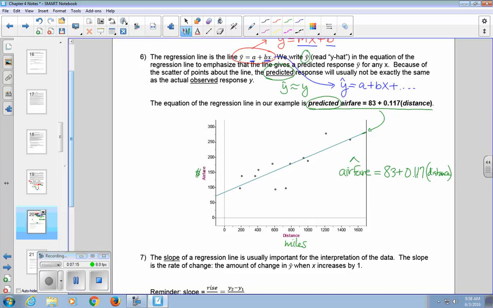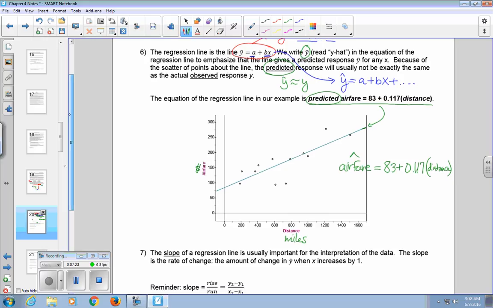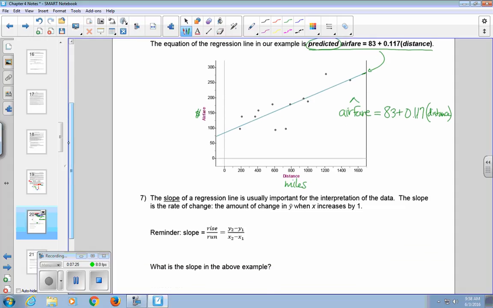And so we're going to take a closer look at the slope and the y-intercept, because one of our major focuses with regression is how do we interpret these values? What is the model telling us? All right, so we're going to start with slope. The slope of a regression line is usually important for the interpretation of the data. The slope is the rate of change, or the amount of change in y hat when x increases by 1.